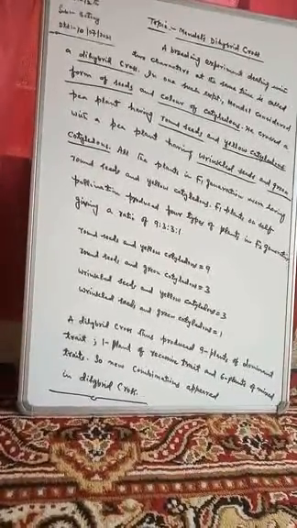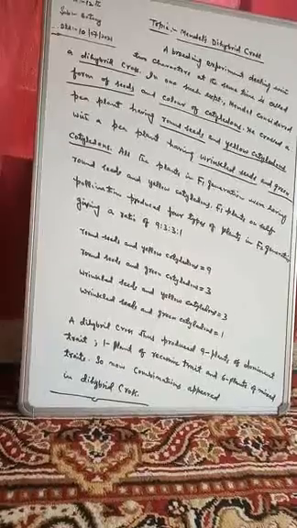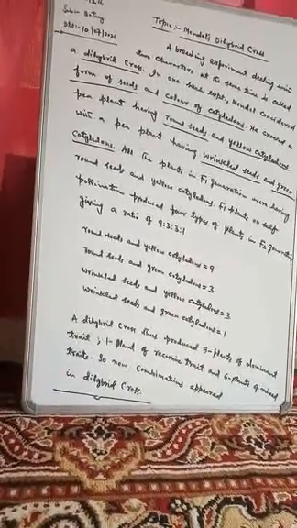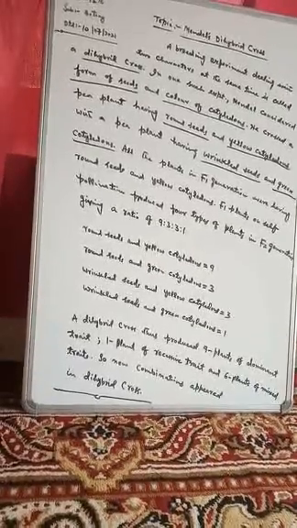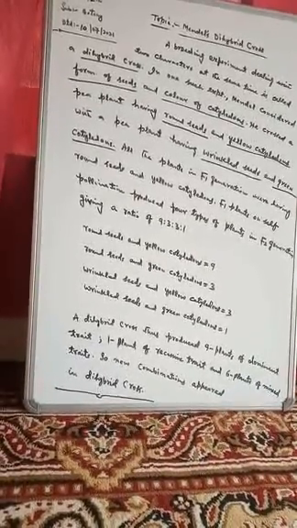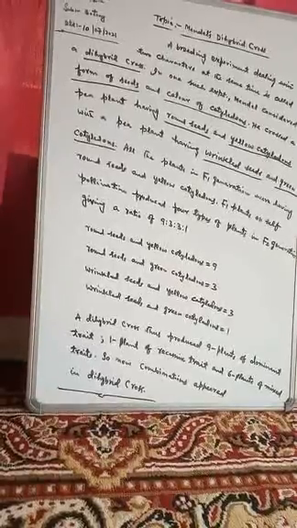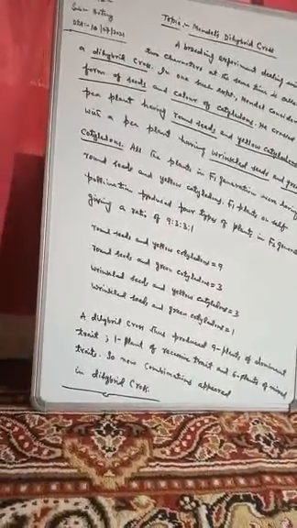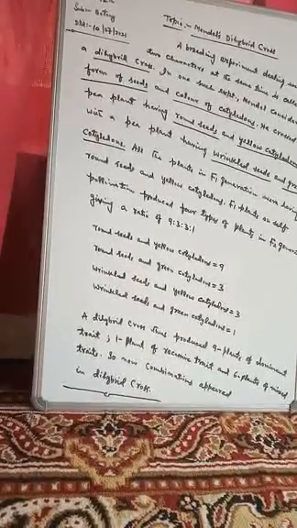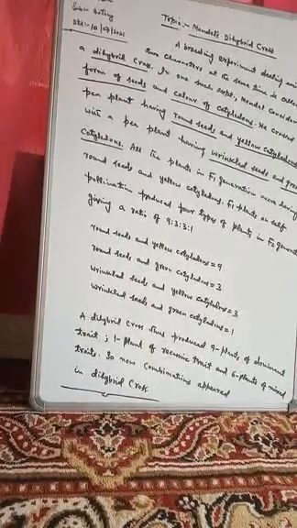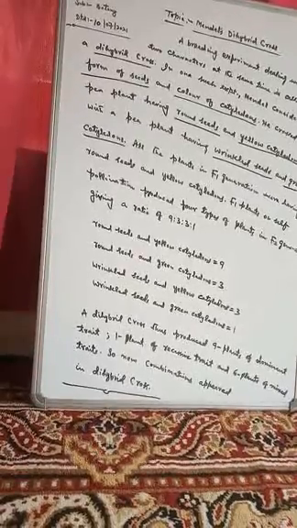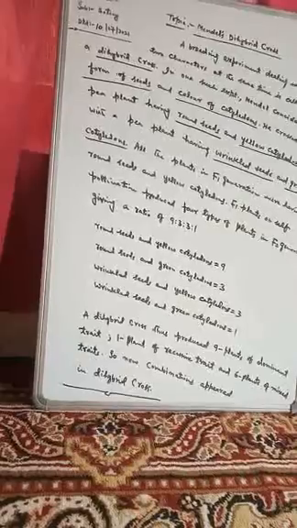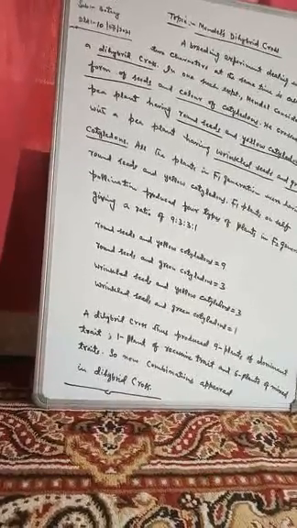Thus, a dihybrid cross produced 9 plants of dominant trait, 1 plant of recessive trait, and 6 plants of mixed trait. So new combinations appeared in the dihybrid cross.